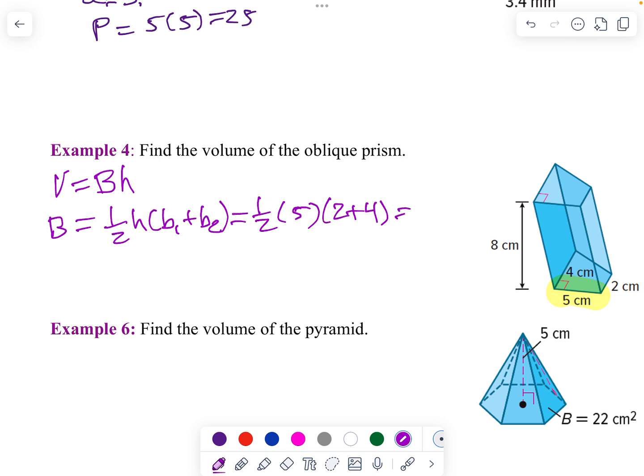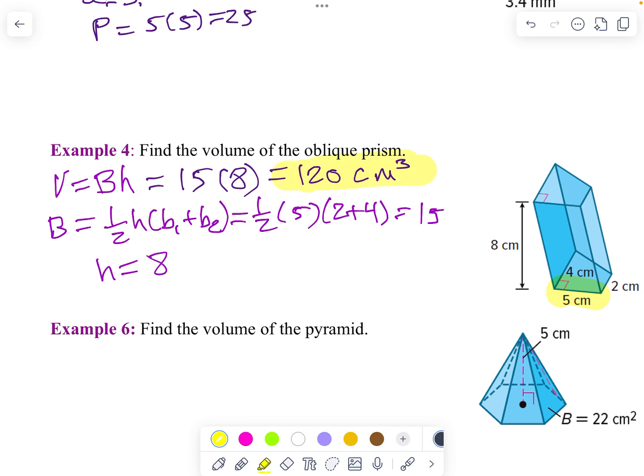So if I take 1/2 times 5 times 2 plus 4, I'll get 15. So the area of the base is 15. h is going to be the height, which is 8. So then we're going to say 15 times 8. Just use our calculator, that's going to be 120. In this case, 120 cubic centimeters. Remember, volume is always measured in cubes.